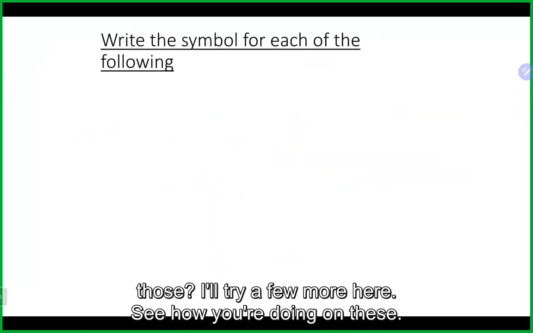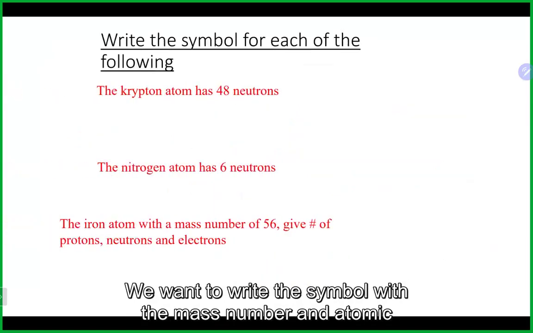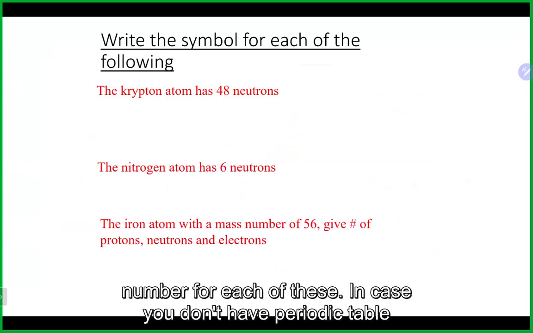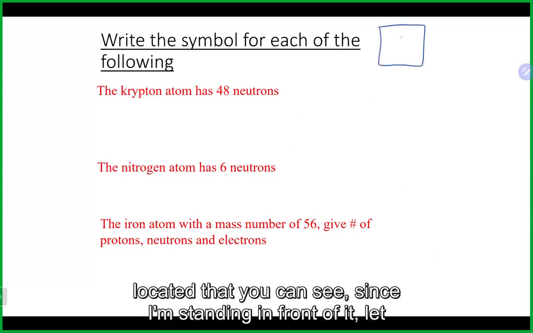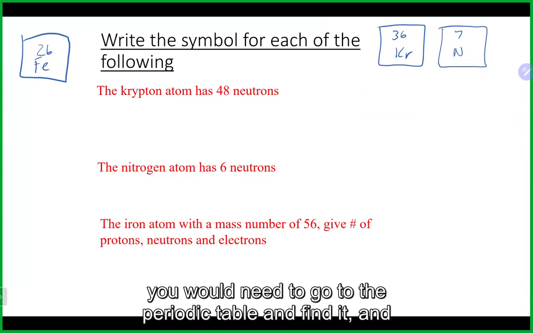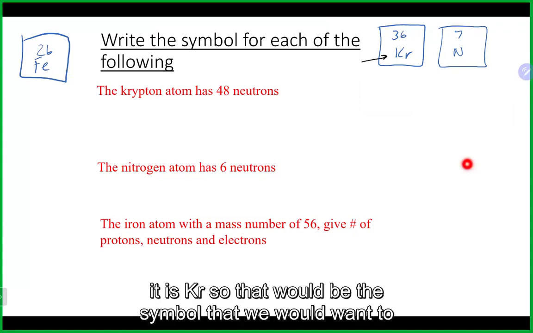I'll try a few more here, see how you're doing. On these, we want to write the symbol with the mass number and atomic number for each of these. In case you don't have a periodic table located that you can see, since I'm standing in front of it, let me draw. Okay, let's take a look and see. So obviously krypton, you would need to go to the periodic table and find it, and it is Kr. So that would be the symbol that we would want to use.